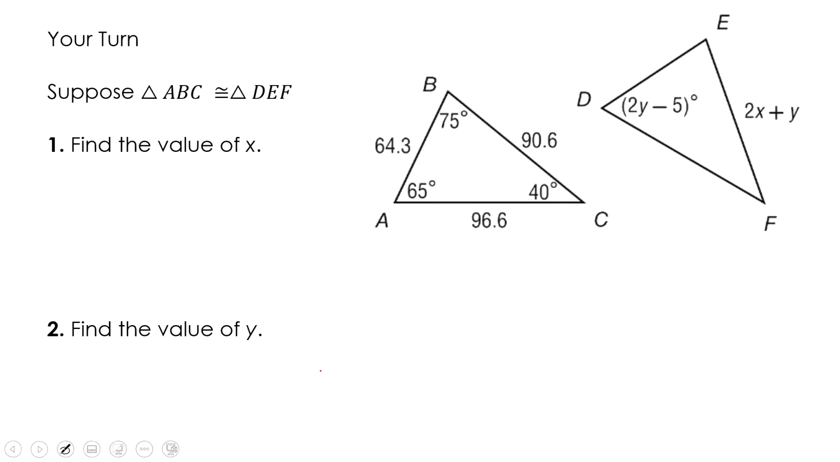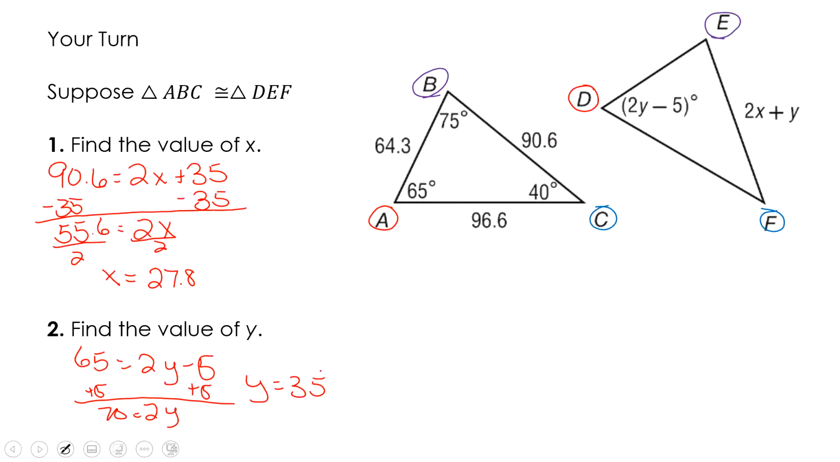Okay. I circled in colors the angles that correspond. A corresponded to D, B corresponded to E, F corresponded to C. So I know what angles equaled each other. Then I'm able to tell the sides that correspond between the two. I had to solve for y first, because one of my equations was 2x plus y, so I can't solve for x first; I need to know what y is. So 65 equaled 2y minus 5, so I ended up with y equaled 35 degrees, I guess in this instance.